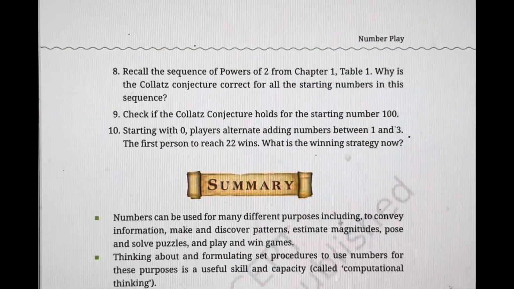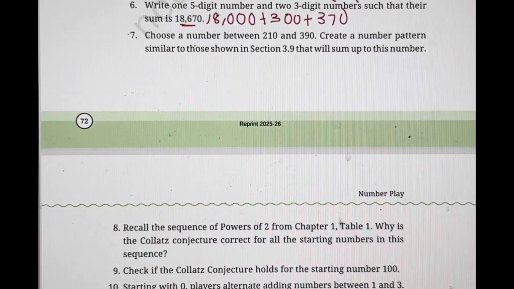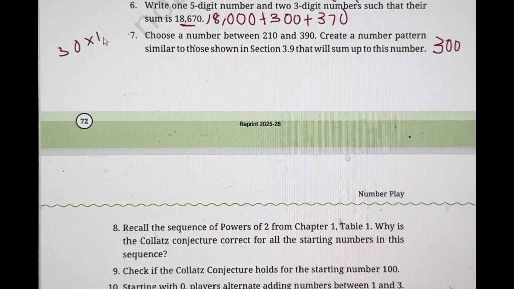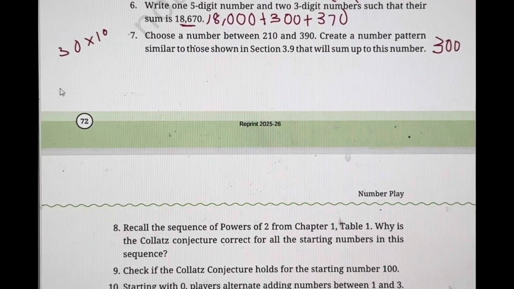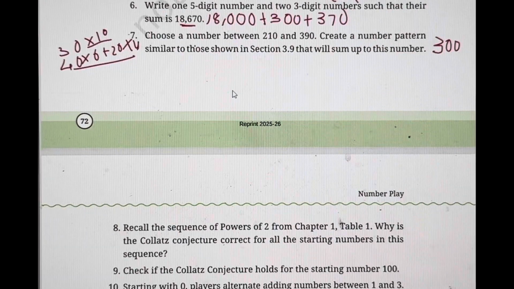So let us choose a number that is 300. Okay. So we choose the number 300. So now 300, there are many possibilities. You can take it as 30 into 10. You can take it as 40 into 6 maybe, plus 20 into 4, right? You can take any of these combinations and make a pattern over here.